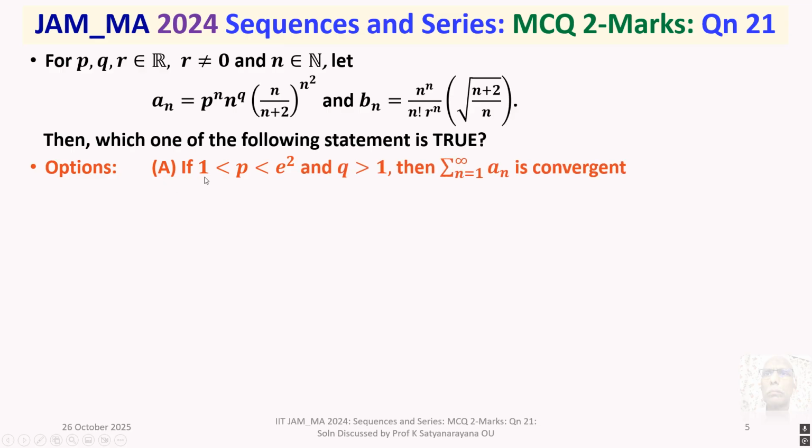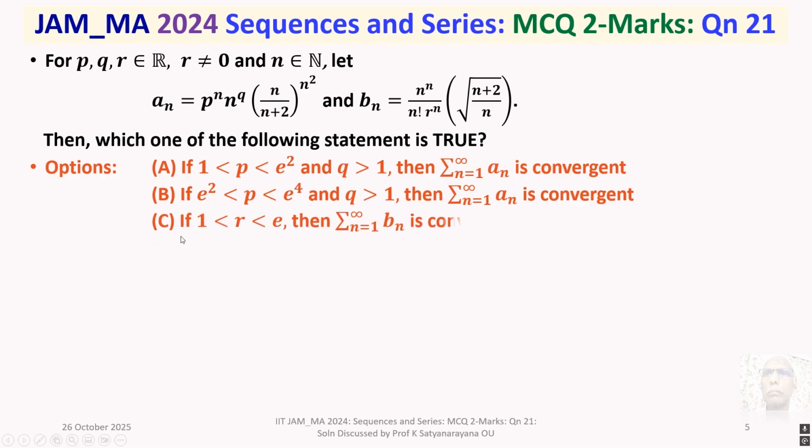Option A: if 1 less than p less than e square and q greater than 1, then sigma a_n is convergent. Option B: if e square less than p less than e to the power 4 and q greater than 1, then sigma a_n is convergent. In both the cases, q is greater than 1. That means in the discussion of sigma a_n, we can as well take q positive.